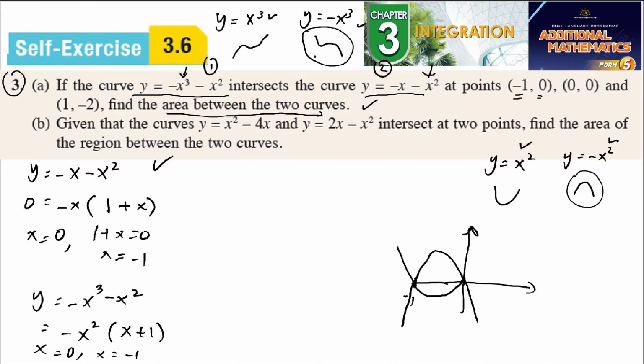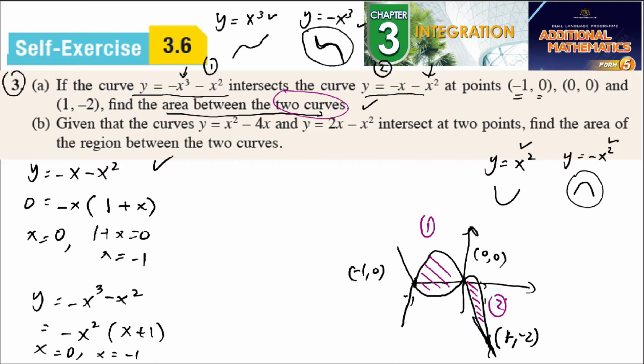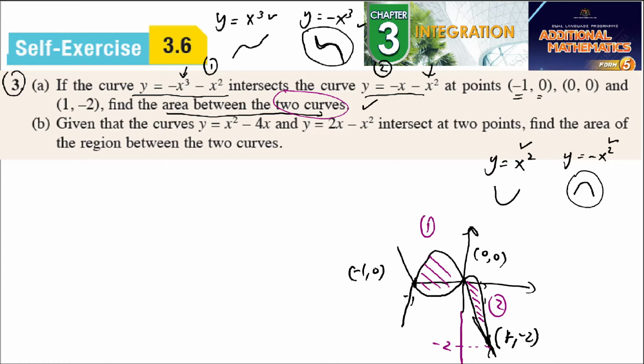So we see here the area between the two curves. We have 1 here, and 2 here, which is the first area and the second area. To find the area we have to see from the axis. We have to calculate from the axis, so we have to know which axis. If from the x-axis it should be dx, from the y-axis it should be dy. So the area is calculated from the axis.